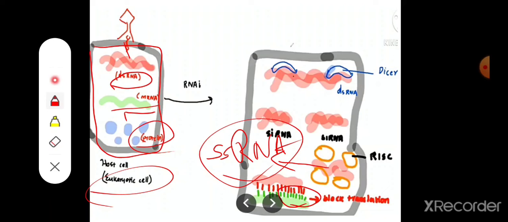For that we are using an enzyme called dicer in the body, and it breaks them into small interference RNA, and then this small interference RNA is combined with the RISC complex and it forms a single stranded RNA, and this single stranded RNA will bind to the complementary mRNA strand.